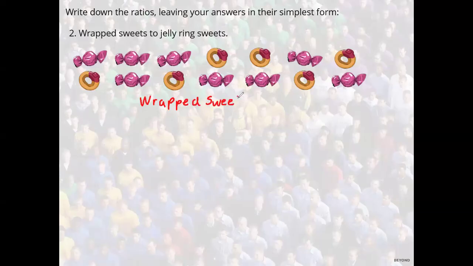Excuse me, I have a question. Go ahead, Ricardo. In simplest form, what do you mean? You mean just simplifying to the smallest number, right? Yeah, that's correct. So when we talk about simplest form, we're talking about that you have to break it down and simplify it such that no other number can go into those numbers, besides 1, because 1 is a factor of everything. So we have wrap sweets.